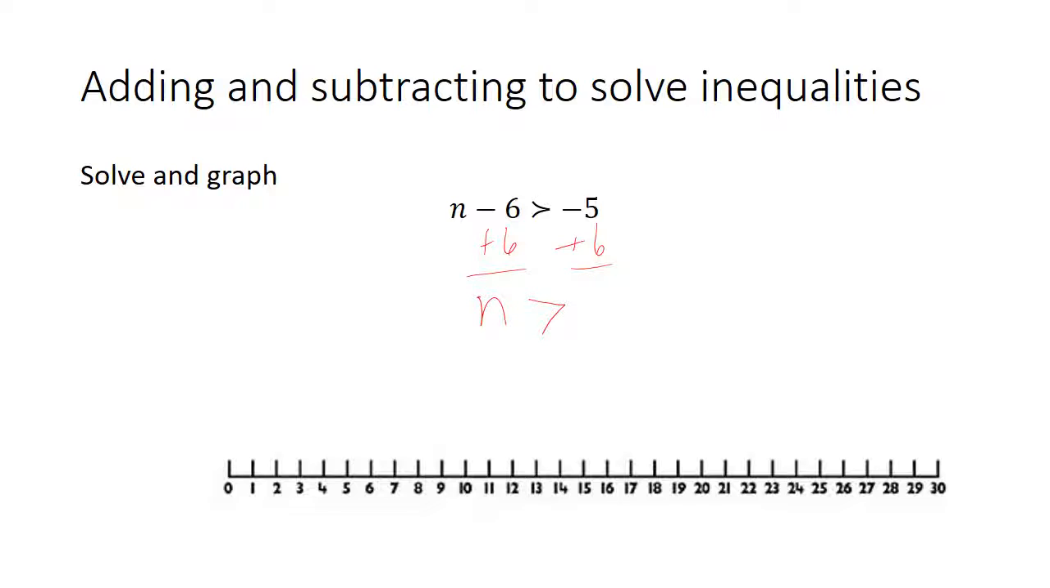We have a negative 5 and a positive 6, so we have to subtract those. And we're going to keep the positive since the 6 is positive and it is the larger number. N is greater than 1, so we have an open circle because it is not greater than or equal to, and our line is going to go this way.